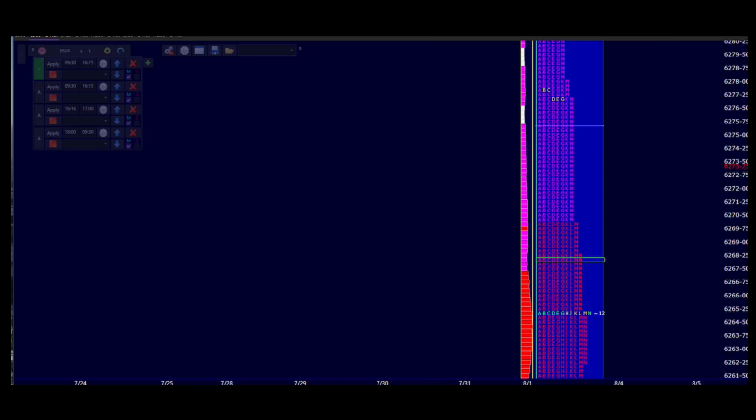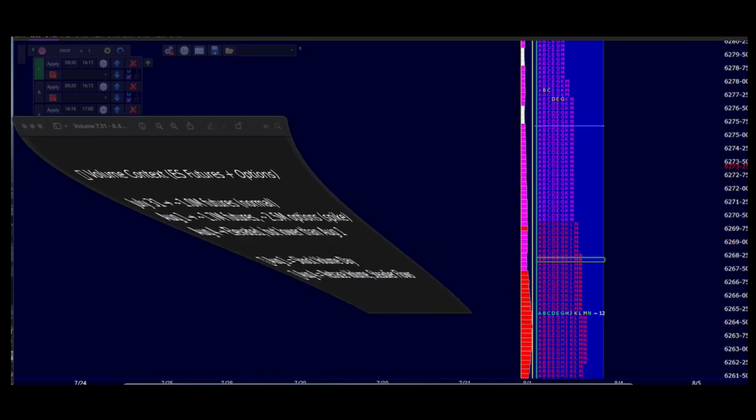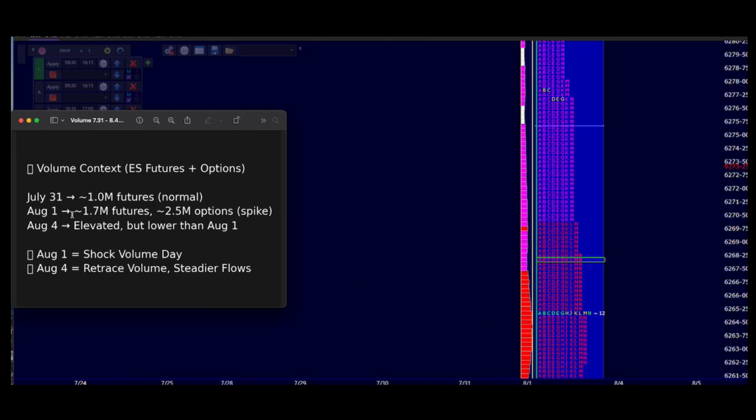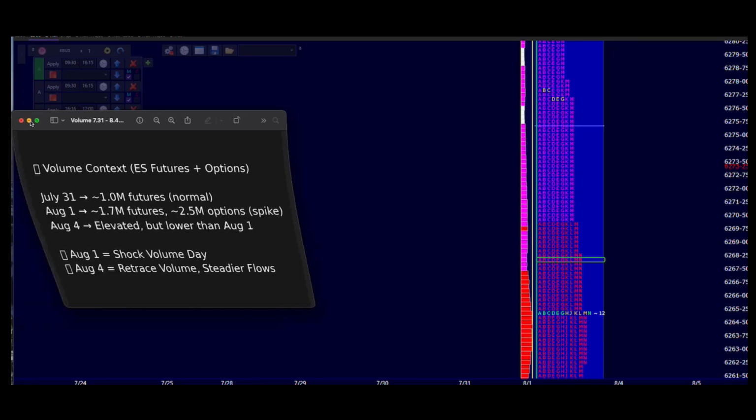So you might have had some participation from CTAs. It wasn't just dealers, because you could see the volume over these days, and it was with the higher volatility, so you're going to get more participation. But you could see the volume. We had on August 1st, 1.7 million contracts of futures and 2.5 million options. That's according to CME data. And then on the 4th, the following day, it was elevated, but not as much as the first. And that is important.